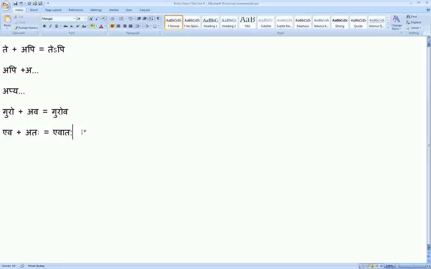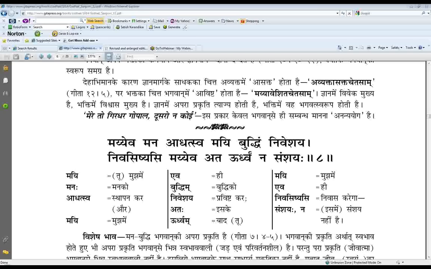Evataha. Now, one more thing to keep in mind is most of these violations you will find come at the end of a metrical pada. So going back to the shloka again, you will see that eight syllables make a pada, right? You say nivasishyasi mayi eva. That is eight. So here ends the pada. Next pada starts from here: ata urdhvanna samshayaha. So at this juncture, a little bit of leeway is there, and sometimes sandhi is not done. You should be ready for that. In the Gita there are only very few violations, but in other scriptures many more violations.